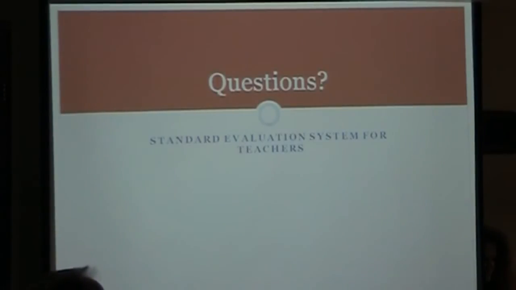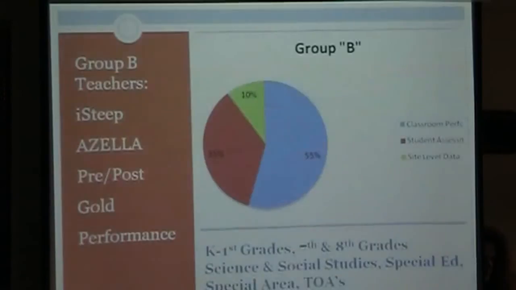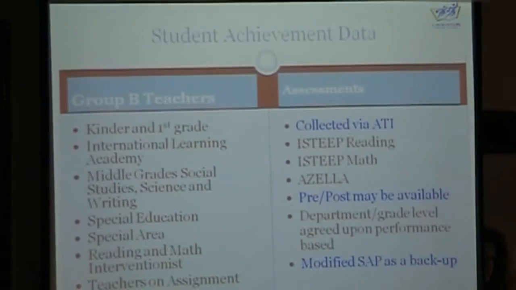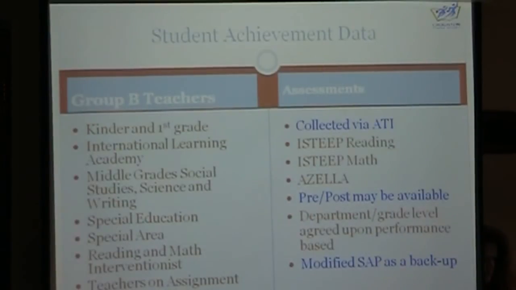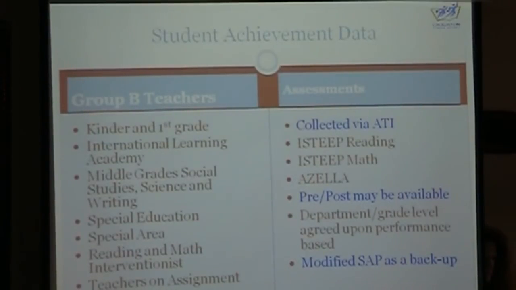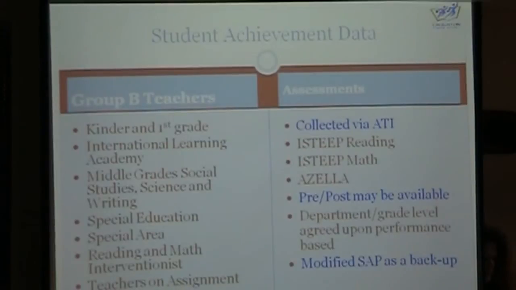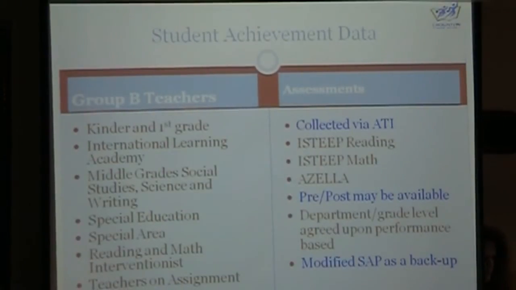Just a quick clarification on the Group B data. Some of it is similar to what the Group A teachers have, right? We've got AIMS, iSteep, and some pre and post tests available in Azella. So in grades K-1 and in science and social studies, is that data at the school level? Does it translate into school-level measures for those teachers?